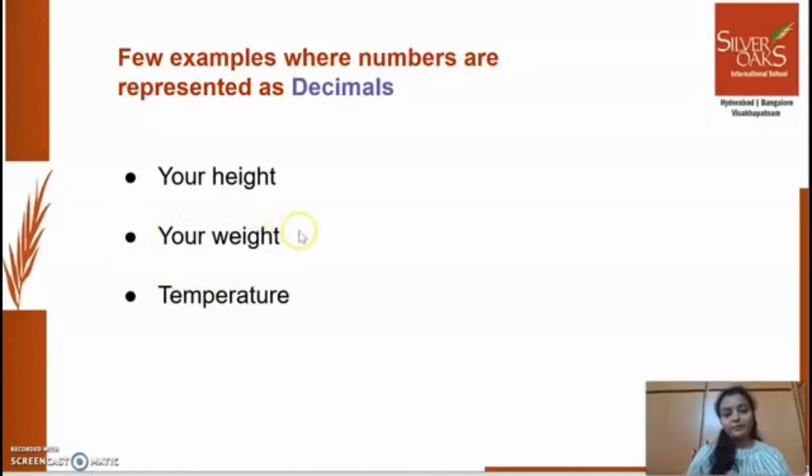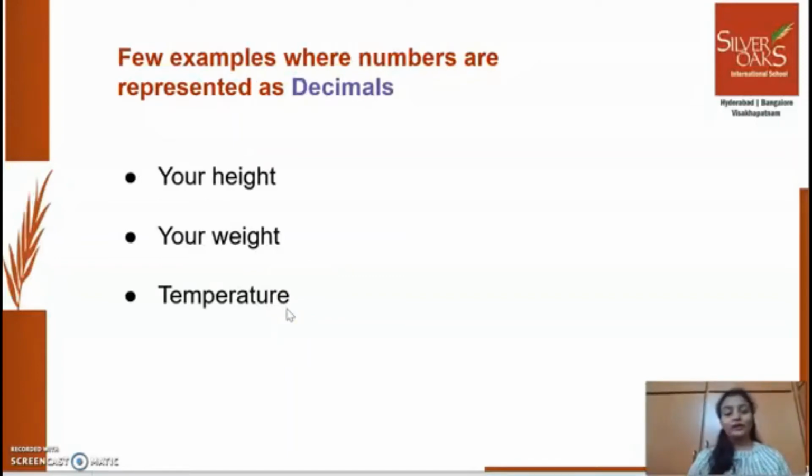Now your weight. Some of you might have exact numbers, but all will not have the exact number. So you may say my weight is 30.2, 30.5 or 29.8. If we take 29.8, your weight is not exactly 29 and not exactly 30. So you are in between that. So then you use decimals. Now temperature. Usually our body temperature is, what's our body temperature?